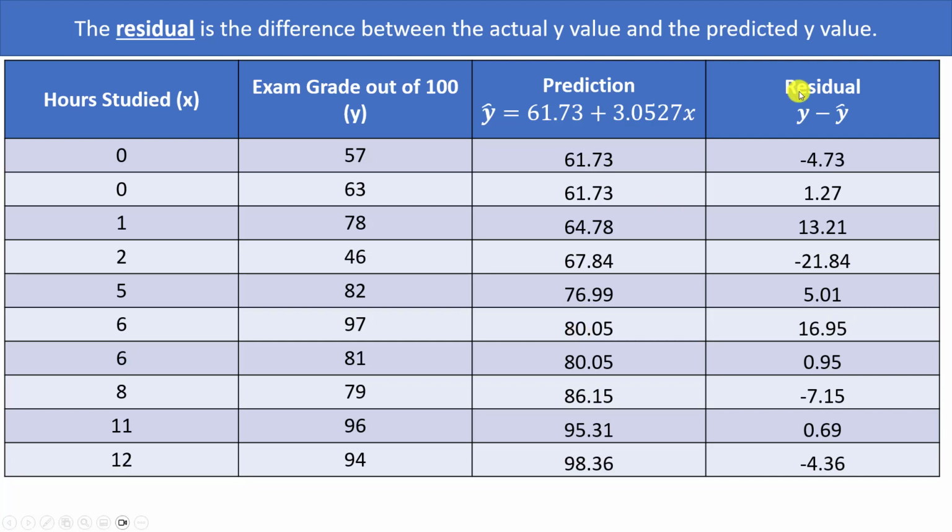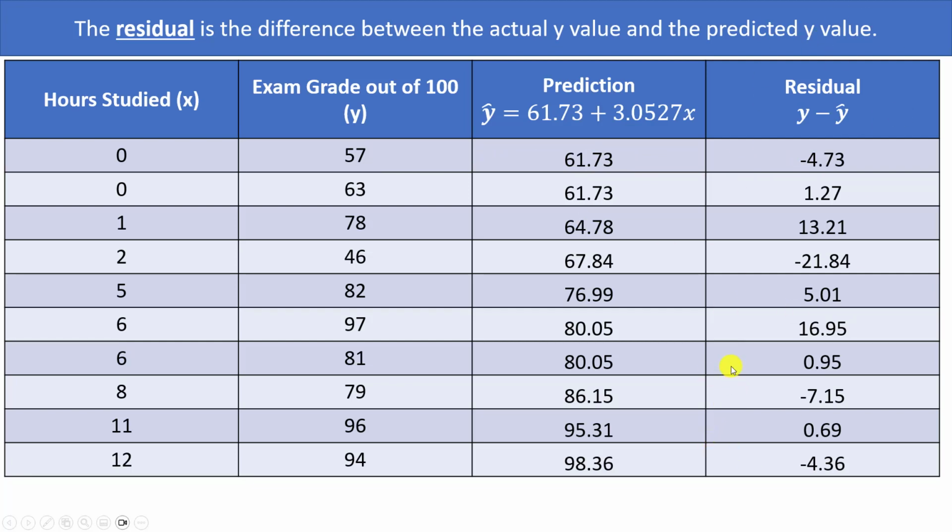Now the residual can be found by taking each exam grade that we had and subtracting the prediction. So for example, 57 minus 61.73 gives us a residual of negative 4.73. Or 63 minus 61.73 for the second value is going to give us 1.27. And you can view each of these residuals as how far off the prediction was. So for the very first person, the prediction was 61.73, which was 4.73 off of the actual value, etc. for all the other numbers.